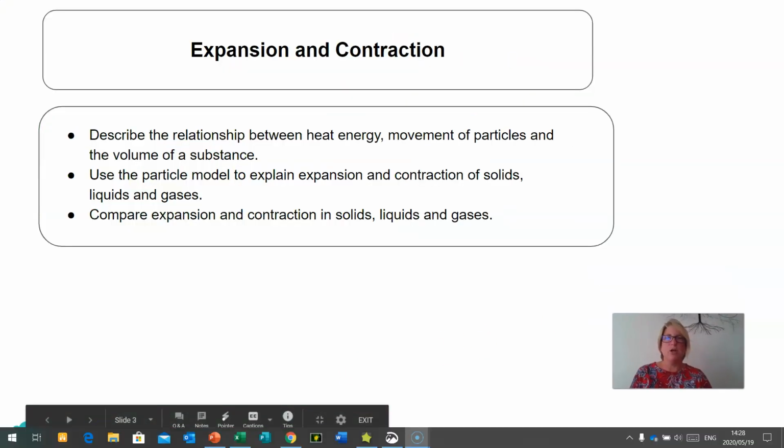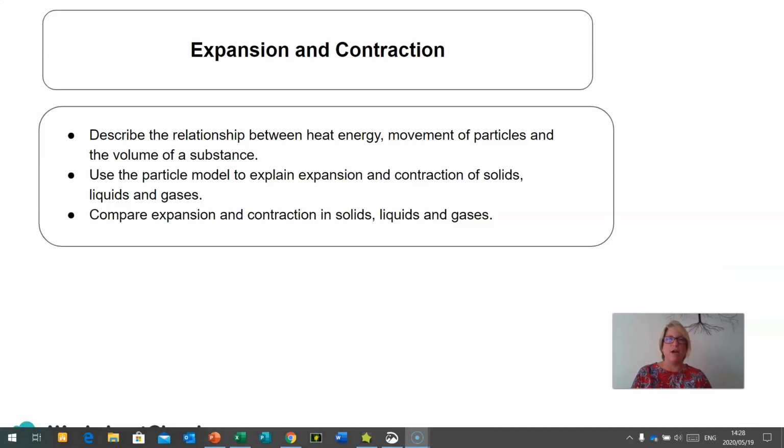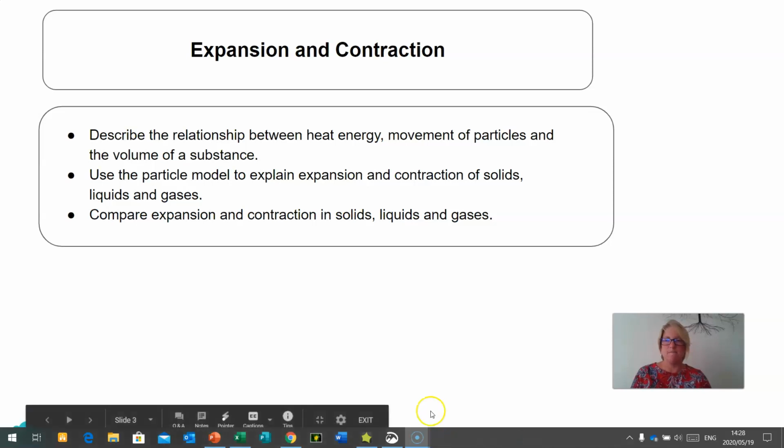So this lesson, we're going to be covering expansion and contraction. We're going to revise the relationship between heat energy, movement of particles, and the volume of a substance. And we're going to use the particle model of matter to explain expansion and contraction, particularly of solids today. So our future lessons will cover liquids and gases.